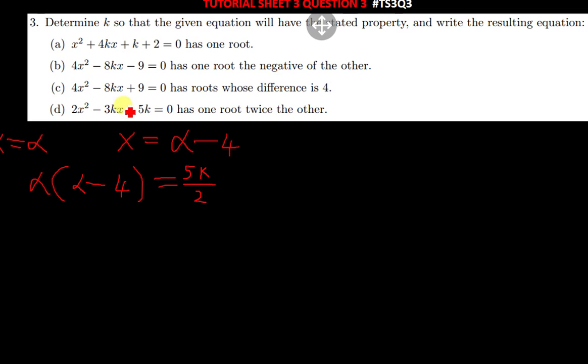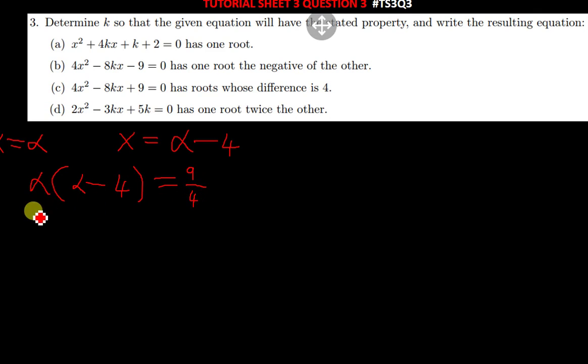Sorry, I've gone to this one. Anyway, let me just write it properly. So our C there is 9. When you're multiplying two roots, you get C over A. So our C is 9 and then our A is 4.